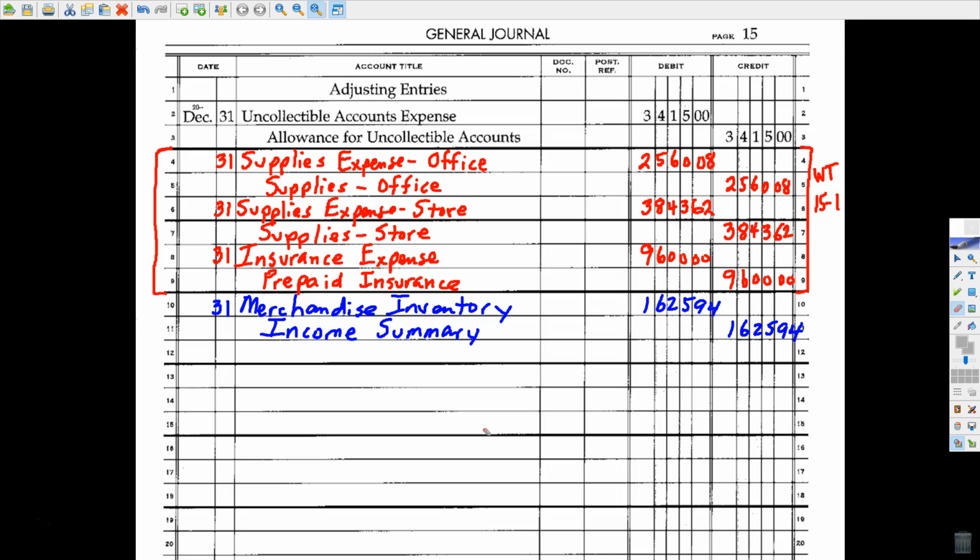Instruction number 2 under Work Together 15.2 says a single note receivable is outstanding on December the 31st. Remember, notes receivable incur interest. We're going to get interest from that customer that gave us their promissory note. The 90-day 8% note was signed on November the 22nd.